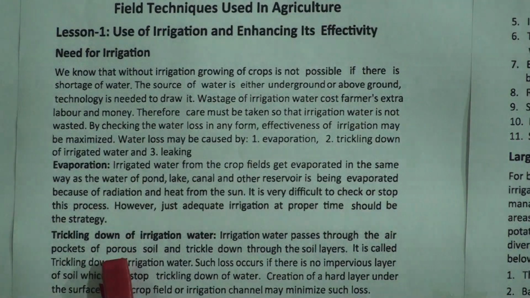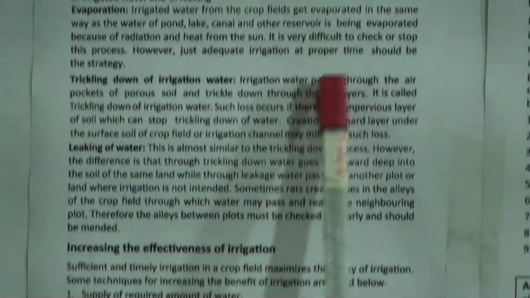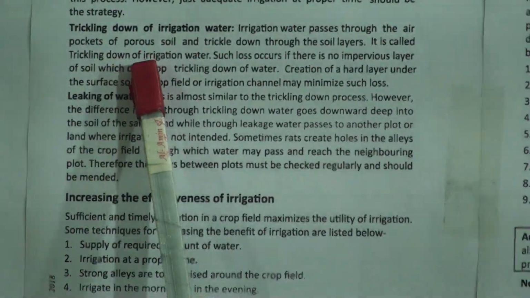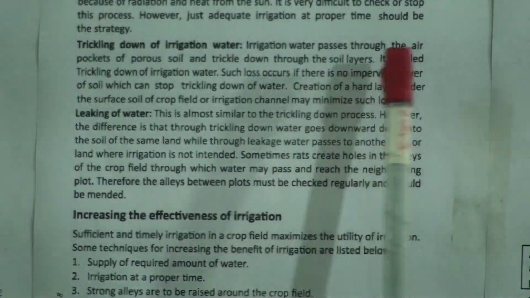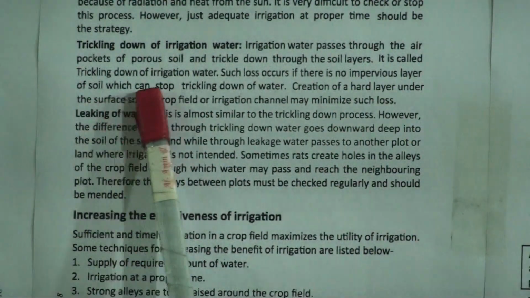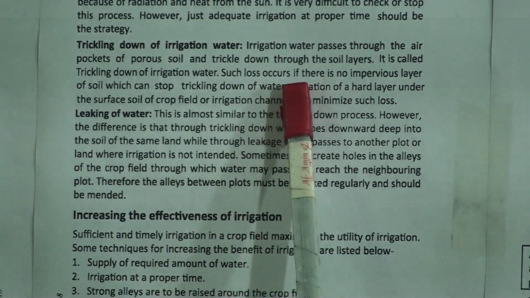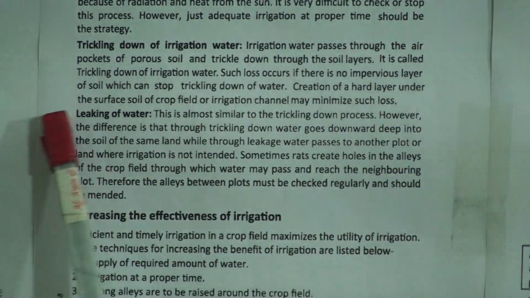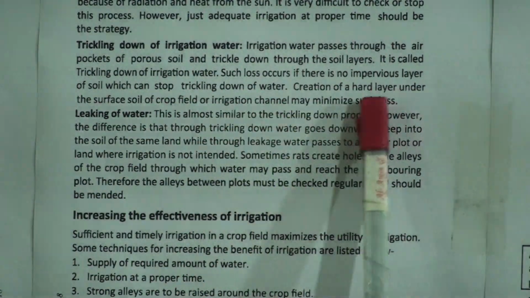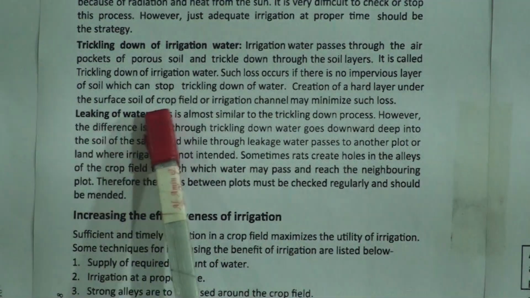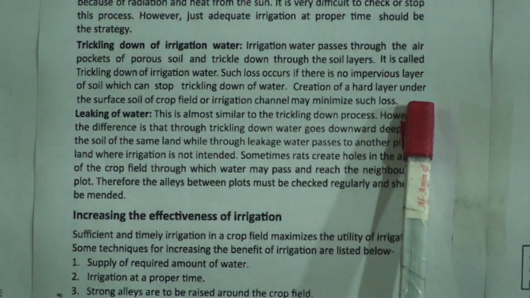Number 2, trickling down of irrigation water. Irrigation water passes through the air pockets of porous soil and trickles down through the soil layer. It is called trickling down of irrigation water. Such loss occurs if there is no impervious layer of soil which can stop trickling down of water. Creation of a hard layer under the surface soil of the crop field or irrigation channel may minimize such loss.